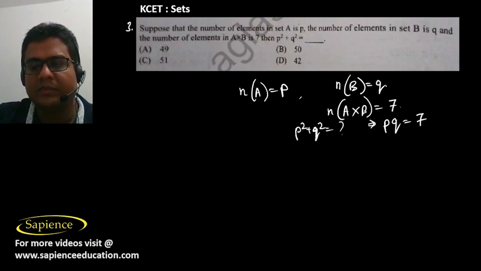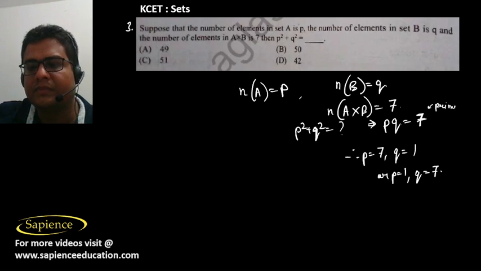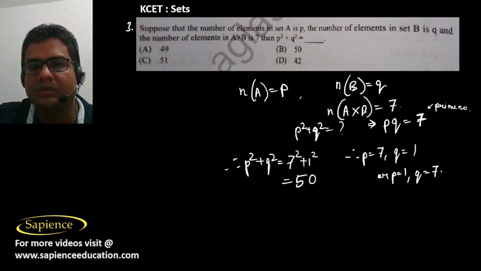So P and Q should be natural numbers, whole numbers. So P can be equal to 7 and Q can be equal to 1, or P can be 1 and Q can be 7, since 7 is a prime number and only has two factors. So P square plus Q square will be equal to 7 square plus 1 square, that is 49 plus 1, which is 50. So option B is the correct answer.